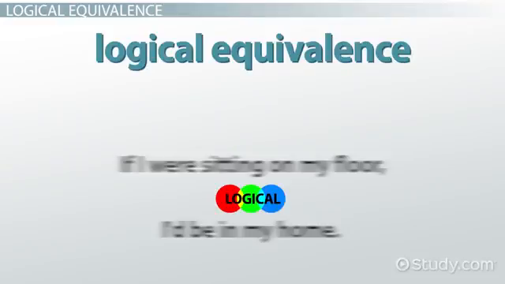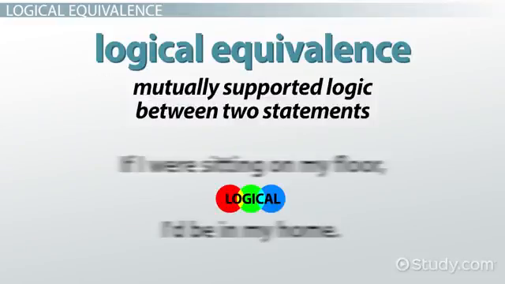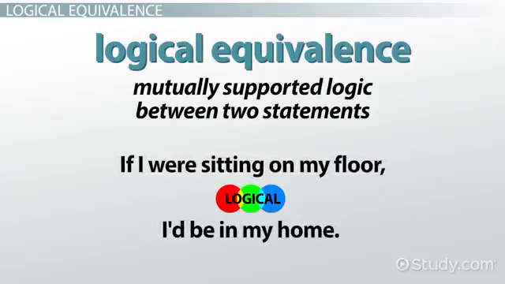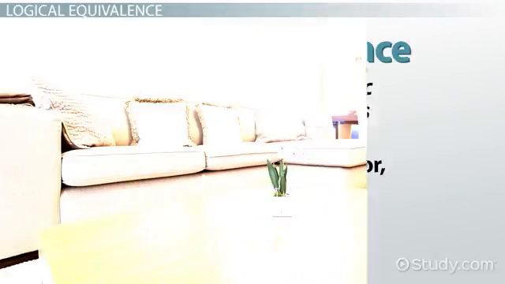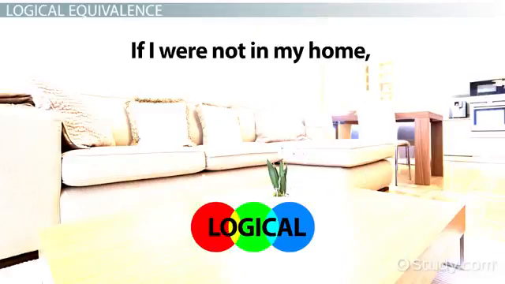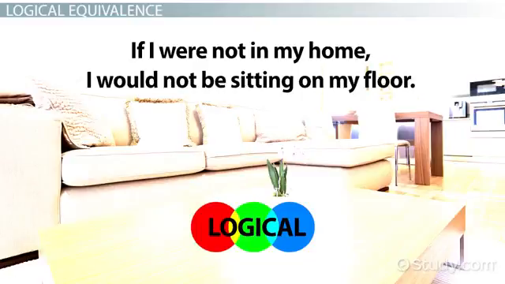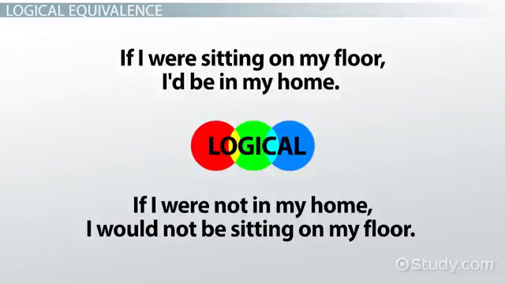One such rule is that of logical equivalence, or the mutually supported logic between two statements. Imagine that I said, if I were sitting on my floor, I'd be at home. That's logical. Then imagine if I said, if I were not in my home, I would not be sitting on my floor. Those two statements are logical equivalences. They contain the same logical content.